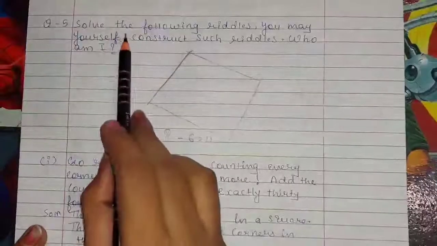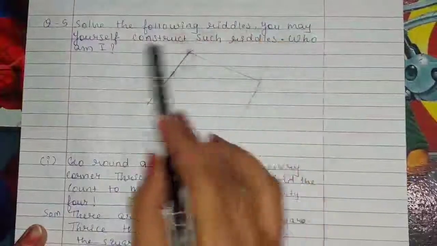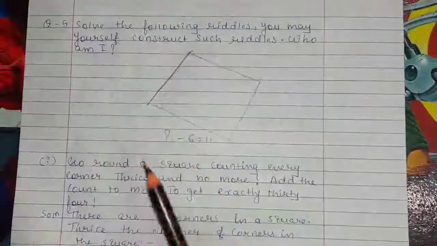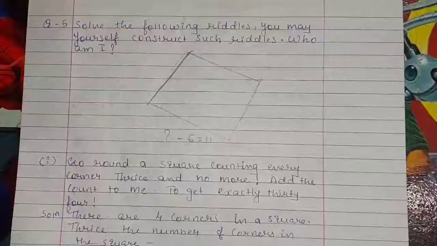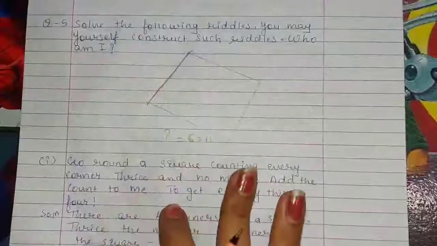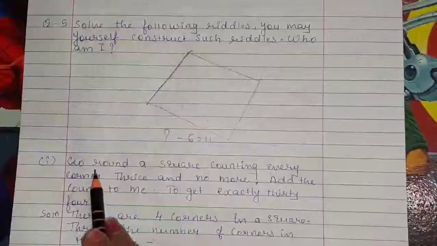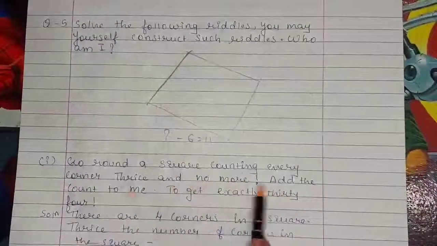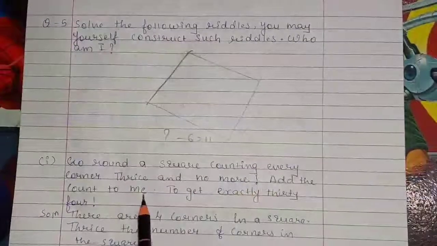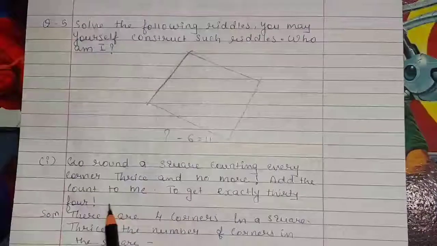Question number 5. Solve the following riddles. You may yourself construct such riddles. Who am I? So different riddles are given and we have to find who am I. Here the riddles are in the form of a square with 4 corners. 1. Go round a square, counting every corner thrice and no more. Add the count to me to get exactly 34.